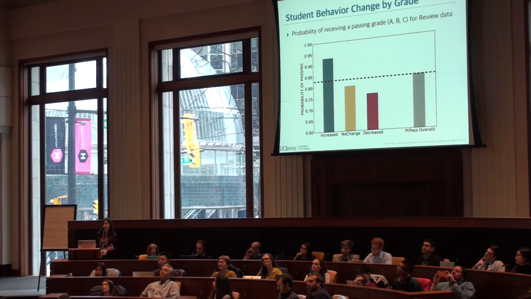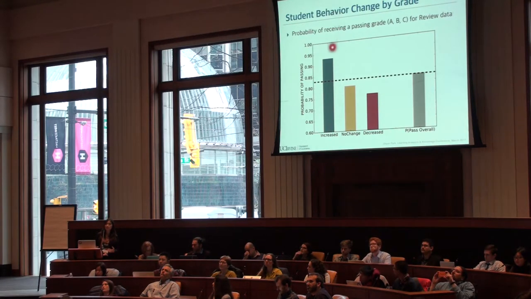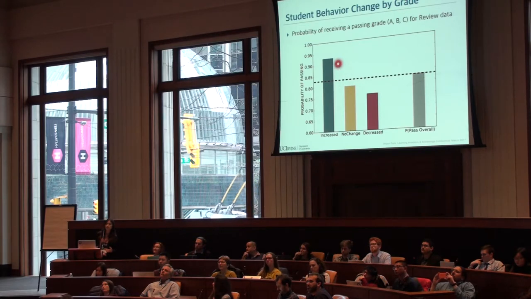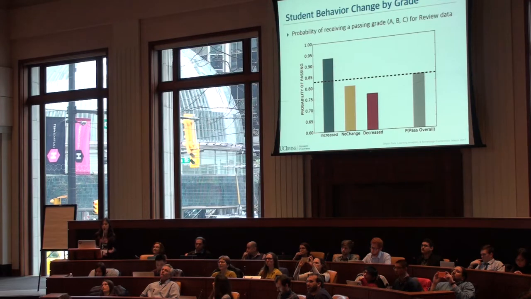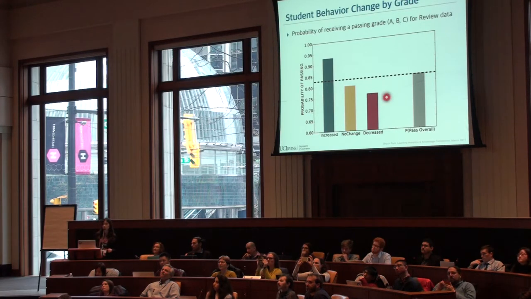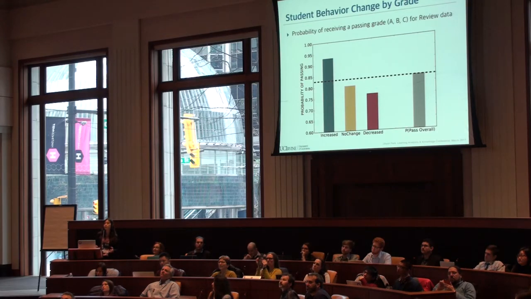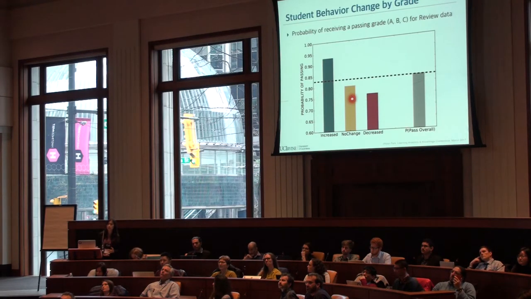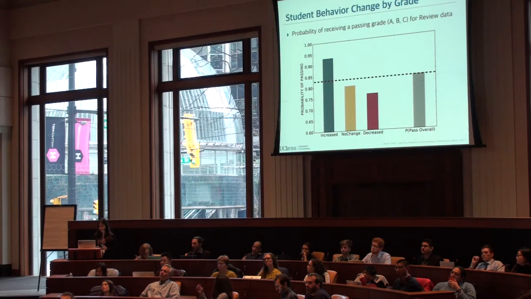And you can see that a student being in the increased group has a much higher probability of getting a passing grade, way above the probability of getting a passing grade in general, about 0.93. And this probability was significant with 95% confidence. And again, for the decreased group, the probability of getting a passing grade given that the student is in the decreasing group is far less than the general passing probability, about 0.75. And this probability was also significant with 95% confidence.